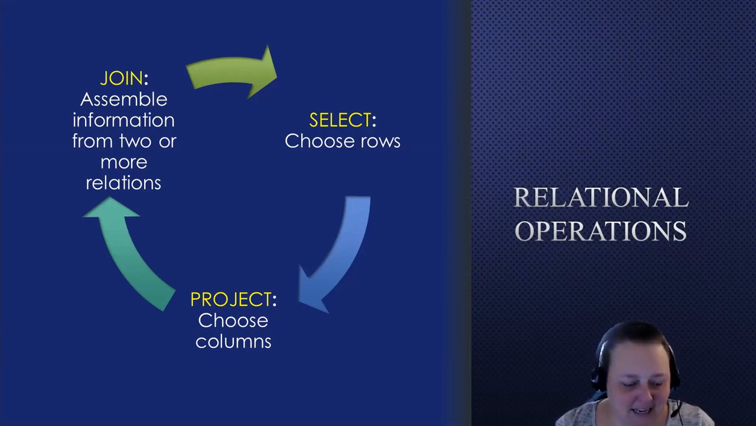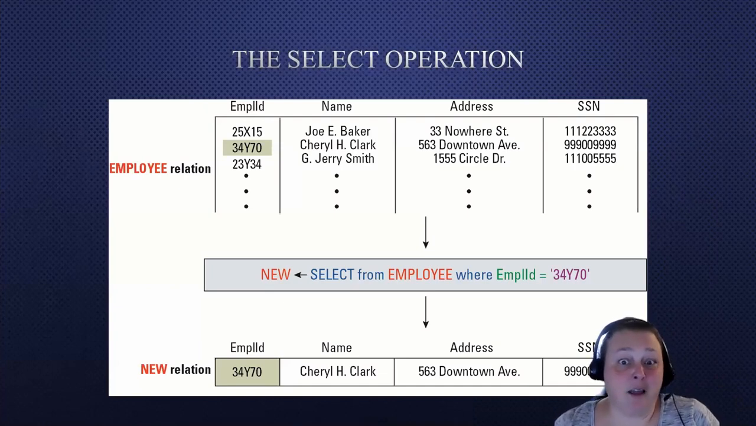So a select statement is going to select the data or choose the rows. You can project, and if you project, you're going to choose the columns as opposed to the rows. And then finally, you can join, which means you're going to put things together, just like it sounds. So you're going to assemble information from 2 or more relations. So there are 3 basic operations that we're going to be talking about and looking into: select, project, and join. And remember, only difference, row, column, and putting basically everything together.